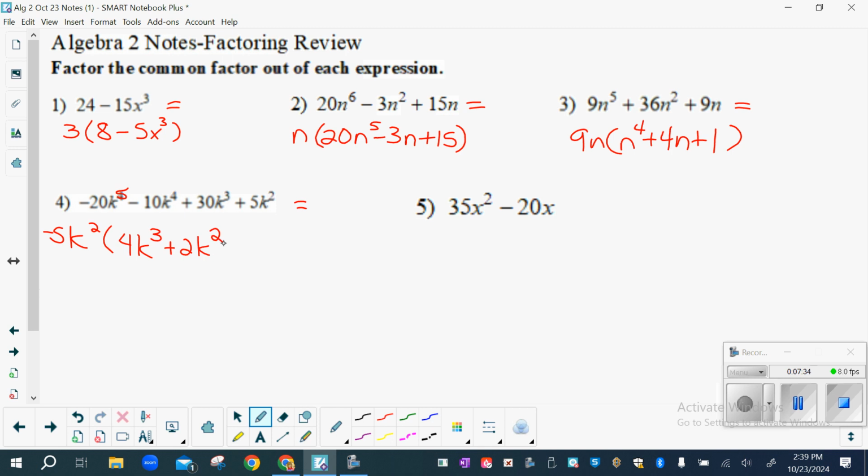Good, because it was a negative over here already. And then negative 5k squared times what gives us 30k to the 3rd? Good, we said negative 6k. And then what goes for the last term? A positive 1 or negative 1? Positive. Oh, wait, negative. That's all right, easy to do. So I want you to do number 5 on your own. So go ahead and do this on your paper or on your desk.